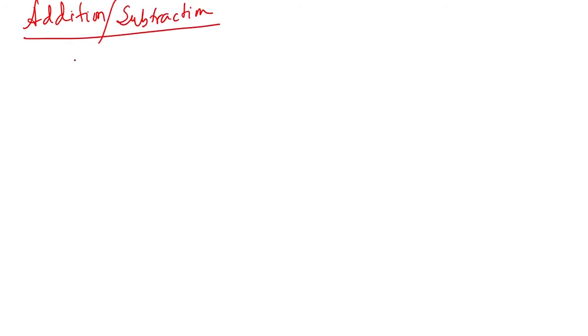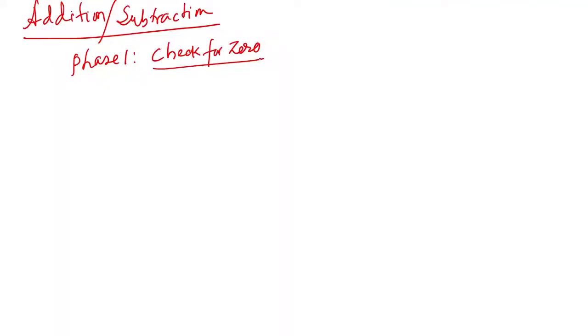Okay. So, first we learn for addition and subtraction. It has four basic steps. Phase number 1 is something called check for 0. That means, whether x or y, any one of them is 0 or not. If one is 0, then obviously the answer will be the other one. So, that is check for 0.